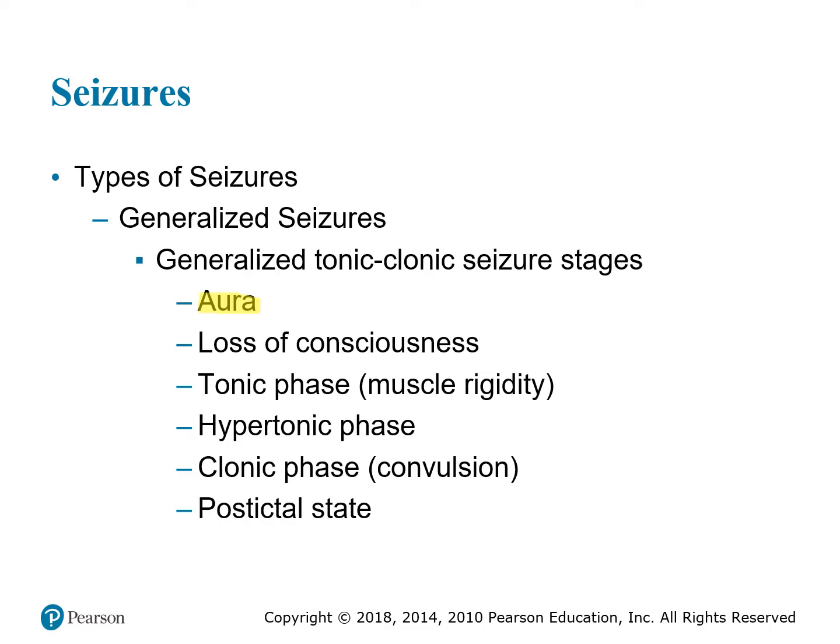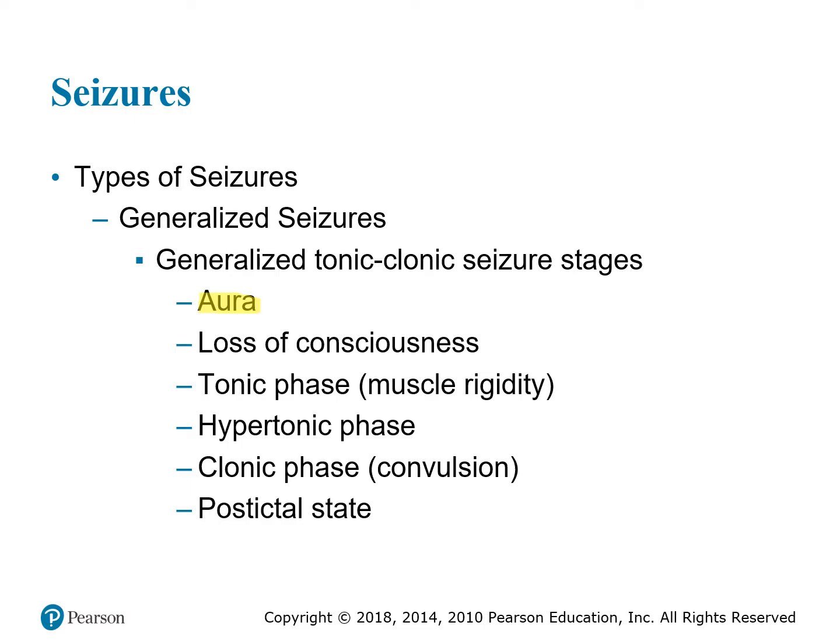The next phase is the loss of consciousness, and then you go into your tonic phase with that muscle rigidity or intense muscle tone, and then you go into your relaxed phase or your tensed up phase or your hypertonic phase, going into your clonic phase where you have convulsion, and then your postictal state.